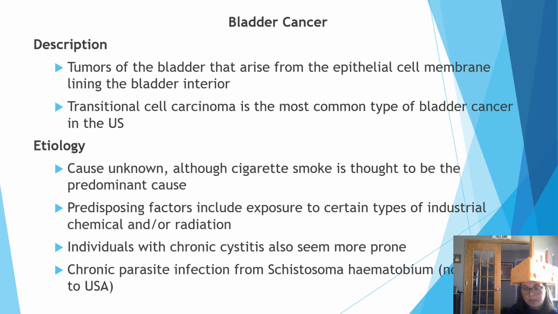Bladder cancer. This is when tumors are located in the bladder that arise from the epithelial cell membrane lining the bladder's interior. Transitional cell carcinoma is the most common type of bladder cancer in the United States. The causes are unknown, although cigarette smoke is thought to be a predominant cause. Predisposing factors include exposure to certain types of industrial chemicals or radiation.